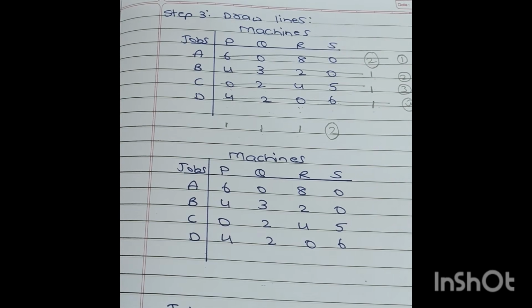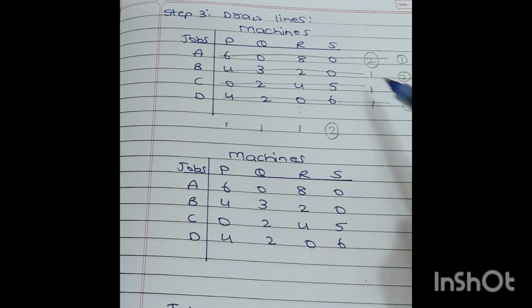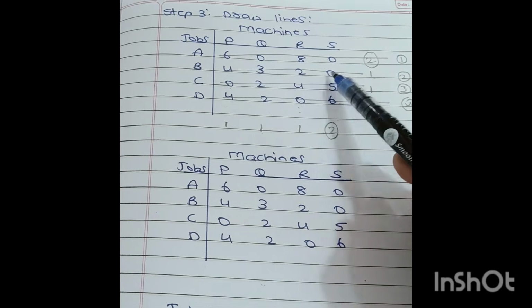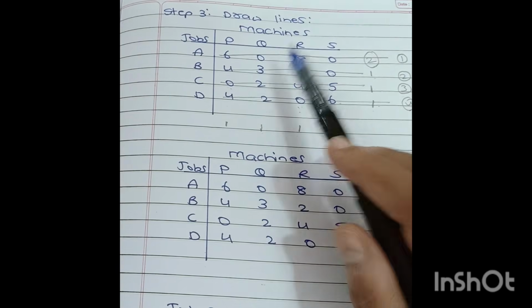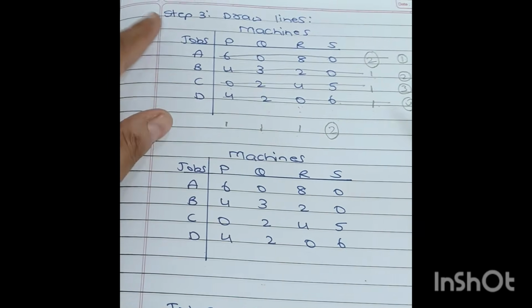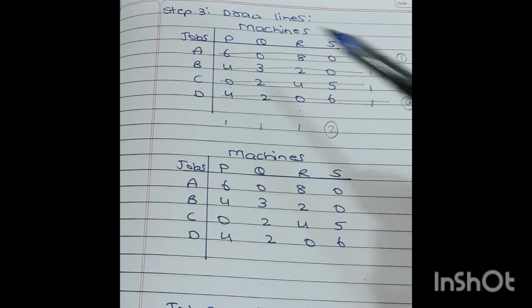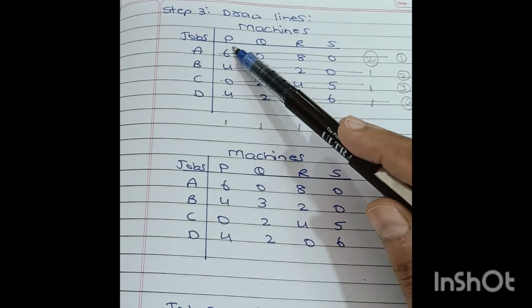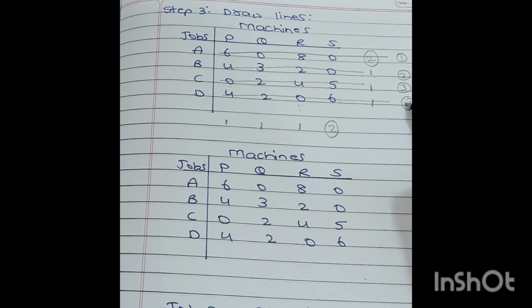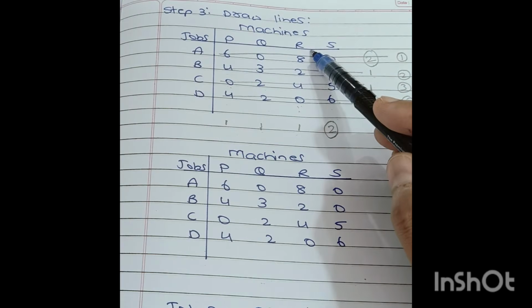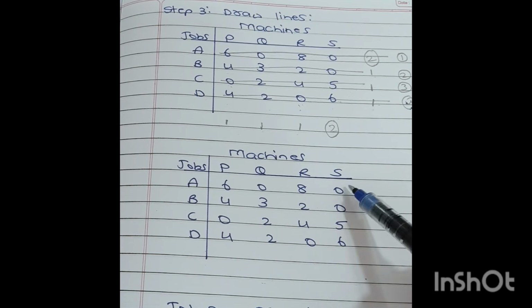Now, as you can see here, I have drawn 4 lines, 1, 2, 3 and 4, in order to cover all the zeros present in the matrix. Here, the number of lines that I have drawn, 4, is equal to the number of rows and columns. As we already know that there are 4 rows, that is A, B, C and D, 4 columns P, Q, R and S. Similarly, we have drawn 4 lines, that is 1, 2, 3 and 4. As the number of lines is equal to the number of rows and columns, hence we can go for final assignment.